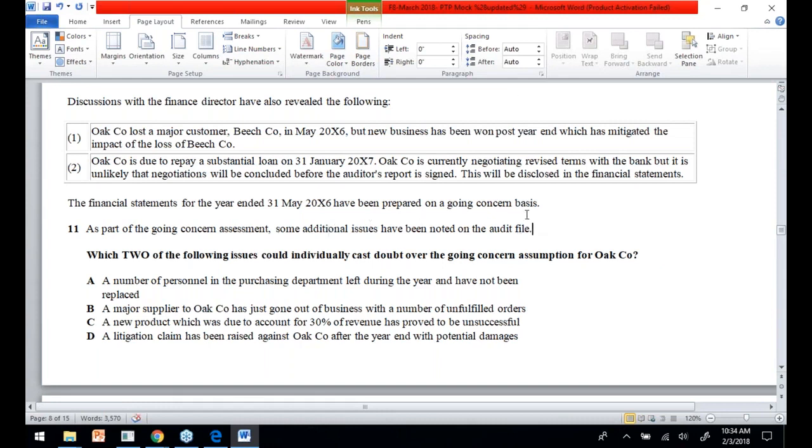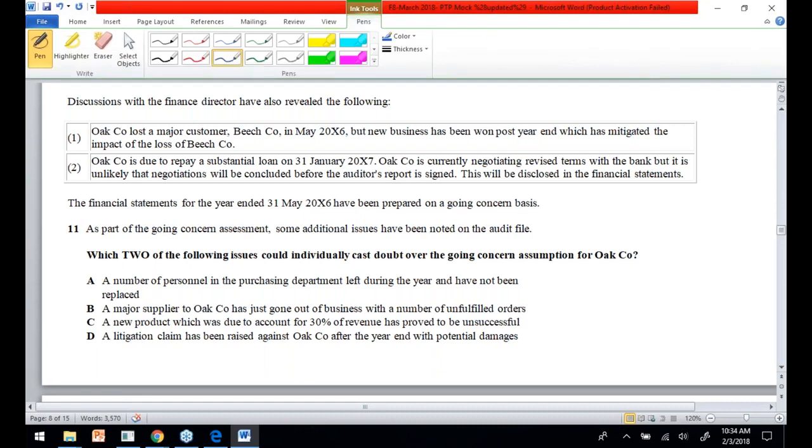Now, this is a question that has almost nothing to do with the scenario that has been given above. Which 2 of the following issues could individually cast doubt over the going concern assumption for Oak and Company? Can anyone tell me what the correct answer is to this question? Everyone, please take 2 minutes to read this question. Tell me what the correct option is. You have 2 minutes to read the question and answer.